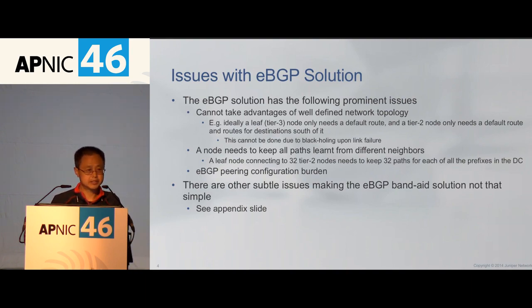Additionally, in data centers, ECMP is widely used, with a large number of ECMP paths. And that also means that when you use an eBGP solution, each node will have to keep all the paths for the same prefix learned from different eBGP neighbors. And that becomes a huge burden. Imagine that you have lots of routes, and for each of them, you have to keep 32 or 64 or even 128 paths learned from different neighbors. And then you have to explicitly configure eBGP peering. Those are the three prominent issues with the eBGP-based solution.